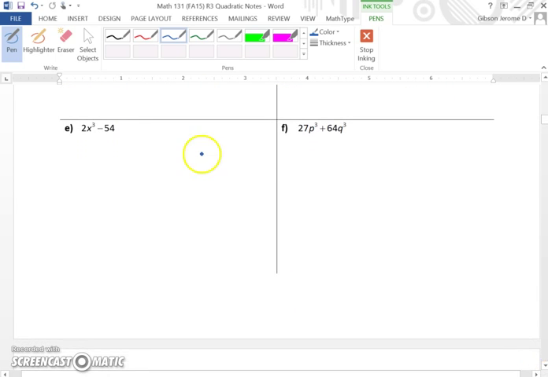All right, let's look down here at E. Now the first thing we do is look for the greatest common factor to see what we can factor out. We can factor out a 2. Then we will be left with x cubed minus, oh, it's supposed to be 27. x cubed minus 27. Now, x cubed is a perfect cube, and 27 is a perfect cube because 3 times 3 times 3 is 27.